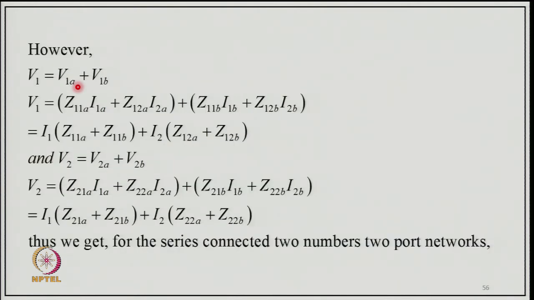Referring to the figure, we can say by interconnection that I1 equals I1A and equals I1B, because the input ports are connected in series. Similarly, I2 will be I2A equal to I2B, because the output ports are also connected in series. And we can say V2 equals V2A plus V2B, and V1 is also the sum of V1A plus V1B. That is, V1 equals V1A plus V1B.